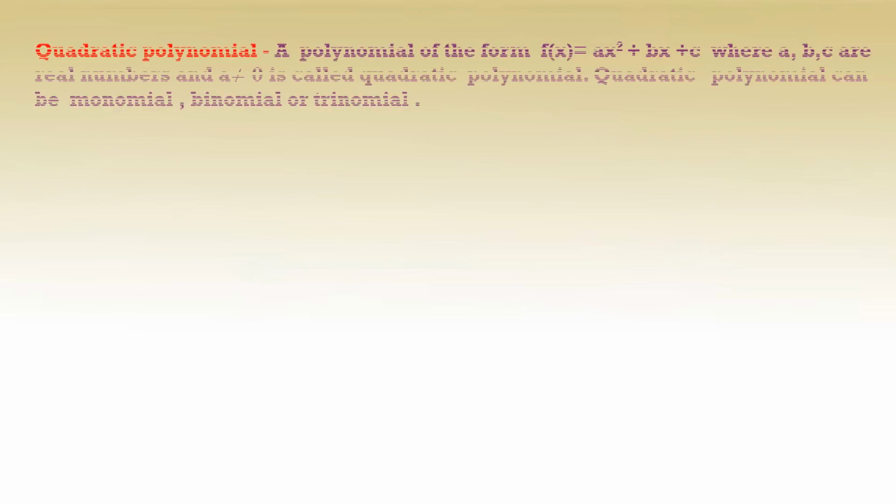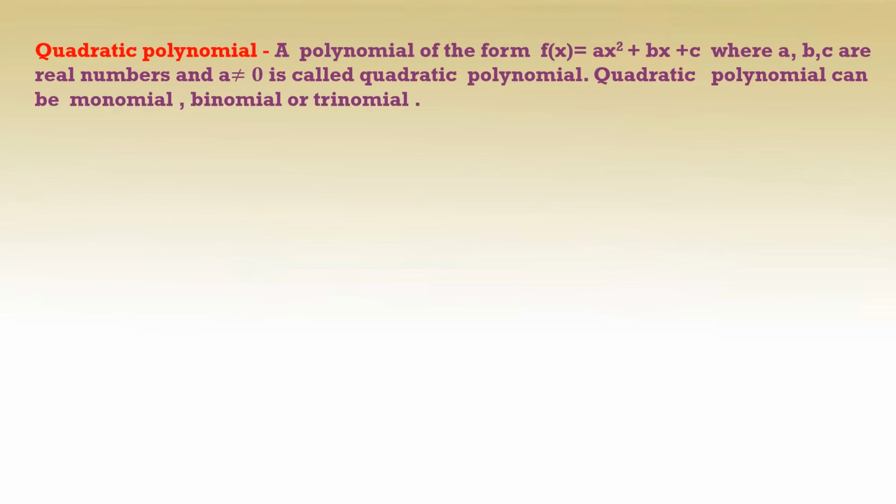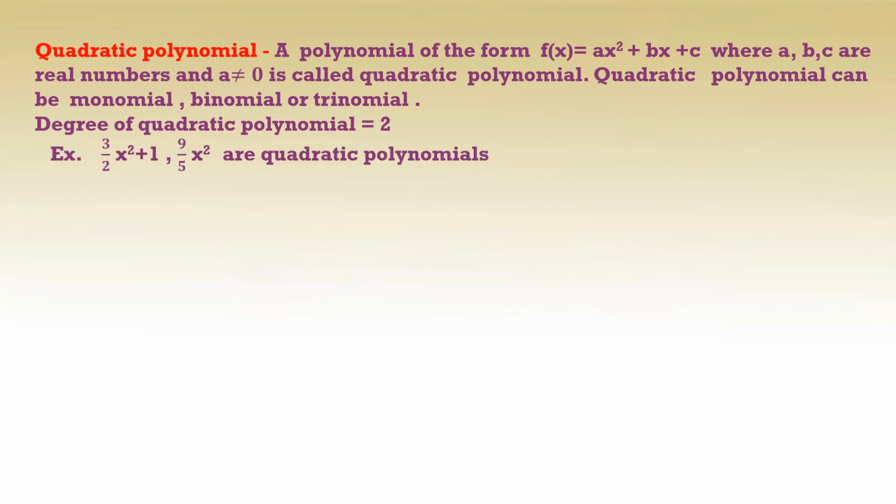Next is the quadratic polynomial. Quadratic means 2, right? So here the degree will be 2. A polynomial of the form f of x is equal to ax square plus bx plus c, where a, b, c are real numbers and a is not equal to 0, is called a quadratic polynomial. A quadratic polynomial can be a monomial, a binomial, or a trinomial. Basically a quadratic polynomial is a polynomial whose degree is 2. Some examples are 3 by 2 x square plus 1 and 9 by 5 x square. Here the degree is 2, so they are quadratic polynomials.